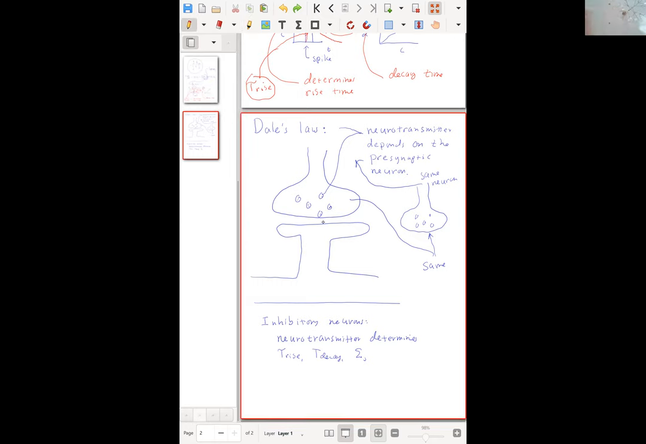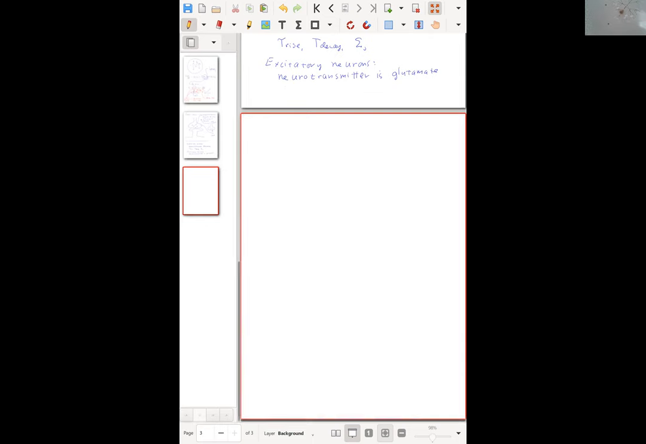For excitatory neurons, the situation is a little more complicated. I actually forgot to tell you this last time, but the neurotransmitter is glutamate, the same glutamate found in monosodium glutamate. So epsilon J, the reversal potential, is determined by the neurotransmitter.